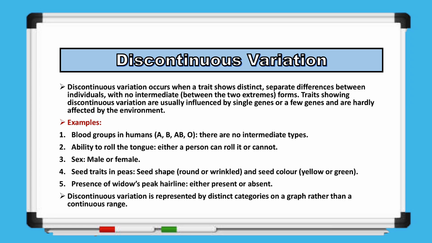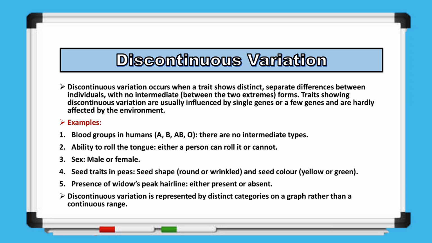Another example is the ability to roll the tongue, where a person can either roll their tongue or cannot. Sex is also a discontinuous trait, where individuals are either male or female. In pea plants, seed shape and seed color also show this type of variation, with clear categories such as round or wrinkled seeds, and yellow or green seeds. The presence of a widow's peak hairline is another example, where it is either present or absent.